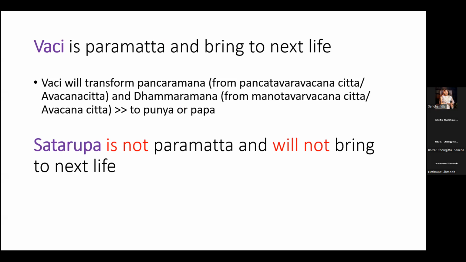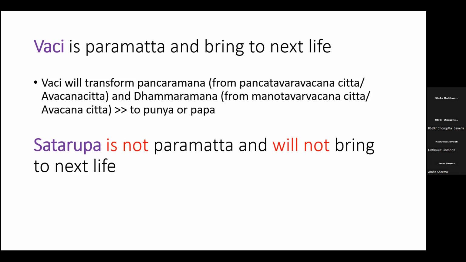And Vaji will transform Pancharamana from Panchatawara Vachanachita, or we call another name Avachanachita. And Dhammaramana from Manodawara Vachanachita, we call another name Avachanachita, to Punya or Papa as well. So Vaji is one thing that's very important that I would like to touch a little bit, because of the detail, maybe the next period we can mention about this again. And Sadarupa is not Paramata.